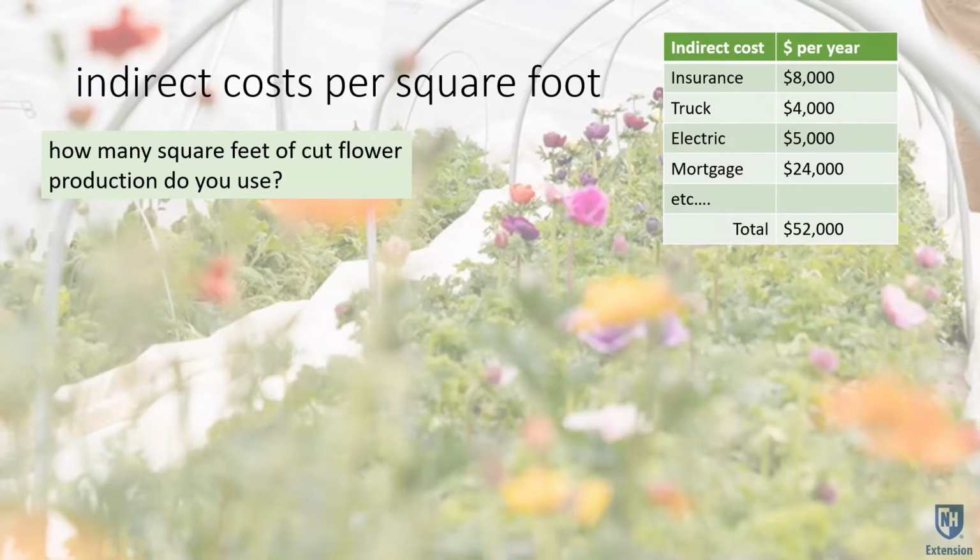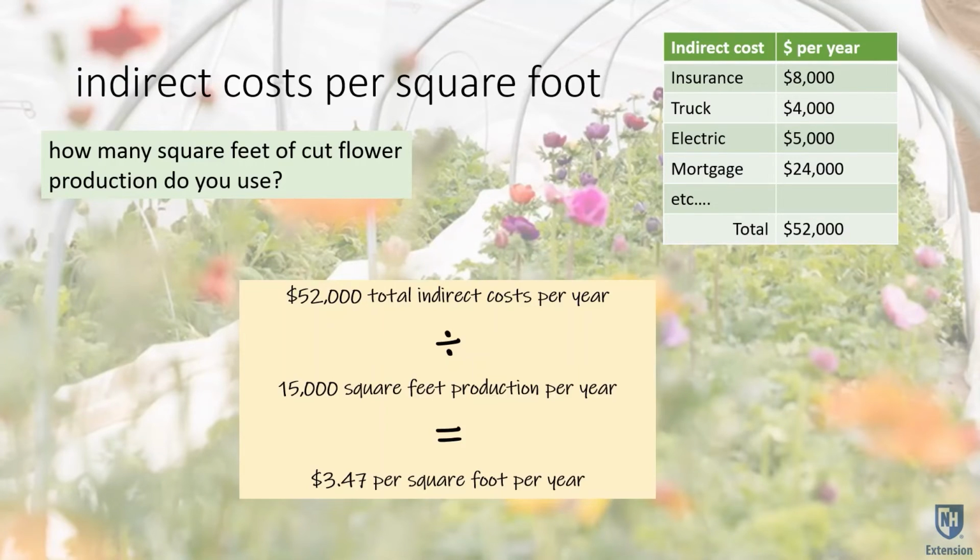And then the next question, again, looking at this very simply, what are all of your indirect costs for the year? Add those all up: insurance, truck, electricity, mortgage. Remember, if you can't accurately put all of your labor into the different crops that you're growing, which most people can't, it's going to go in here. And we'll total those up.